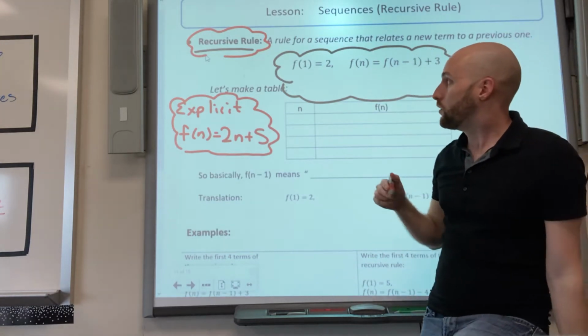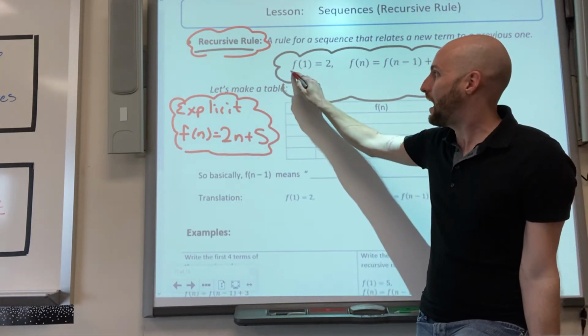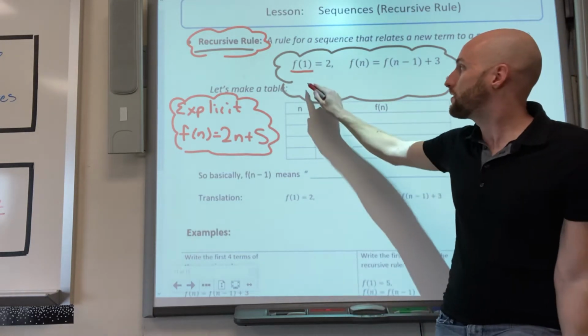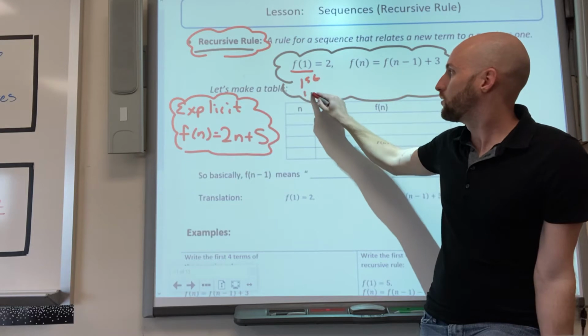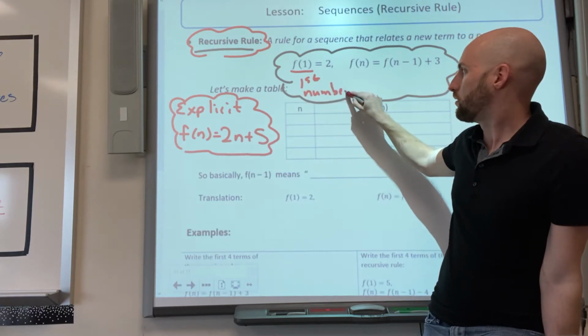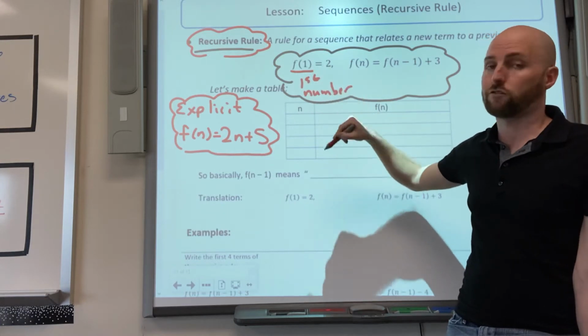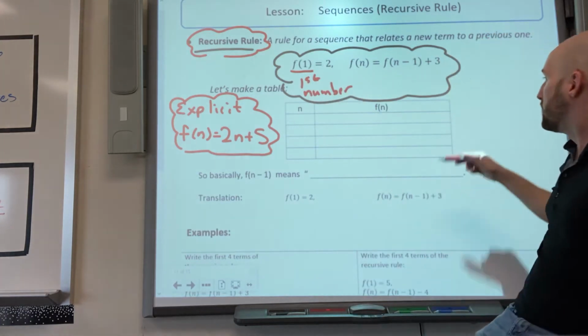All right. The rule will always start with f of 1. This means the first number in the list is 2. So this means the first number is 2.